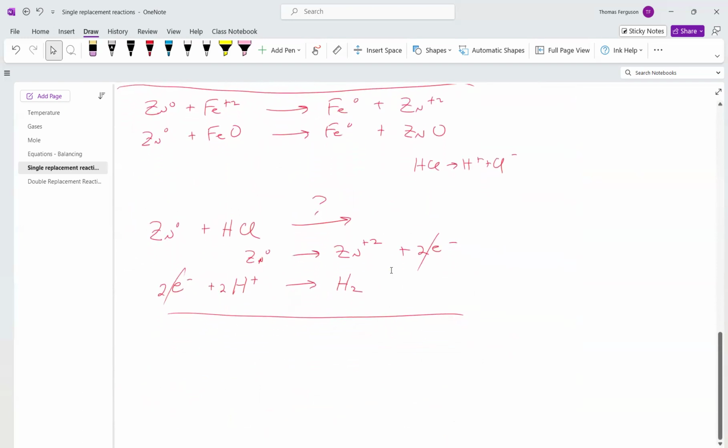So now we can rewrite this. All right. And what was the spectator ion? We have to put the spectator ion back in. Look at the spectator ion, the Cl.